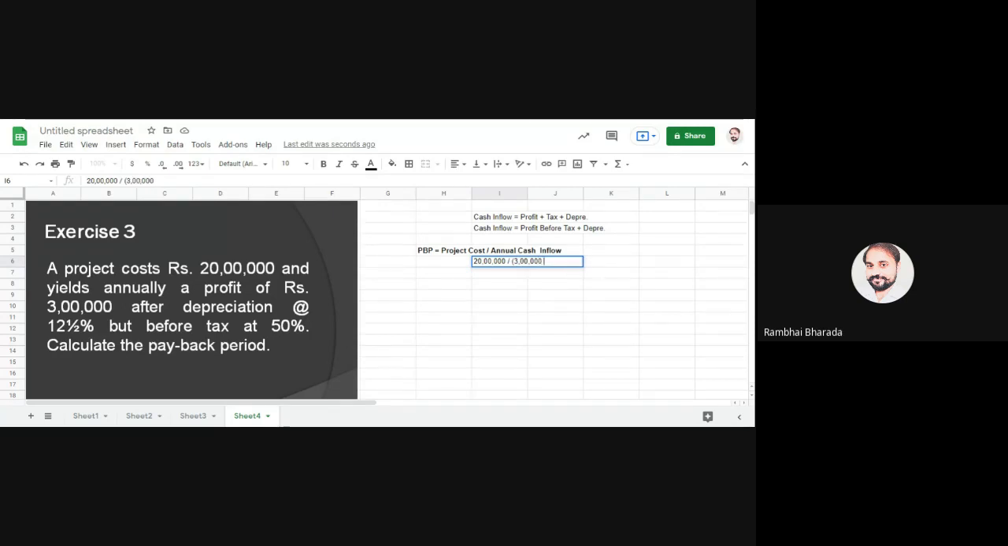Okay, plus depreciation. Now depreciation, how many percentage depreciation? 12.5. On which value will we calculate the 12.5%? On the cost value. Okay, here cost value is 20 lakh. So calculate the 12.5% of 20 lakh.